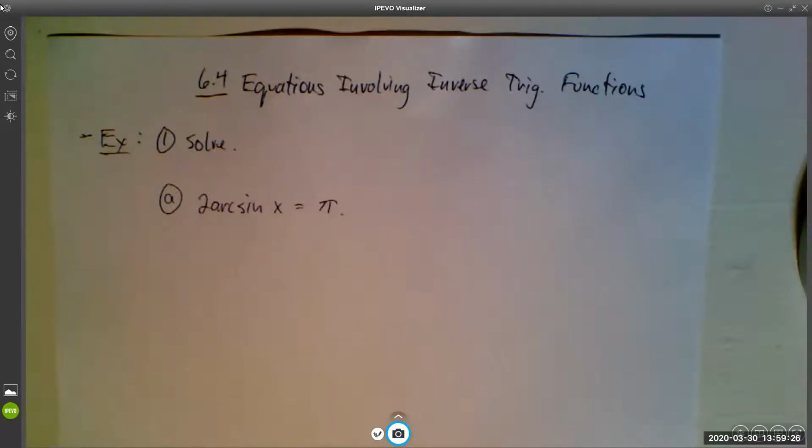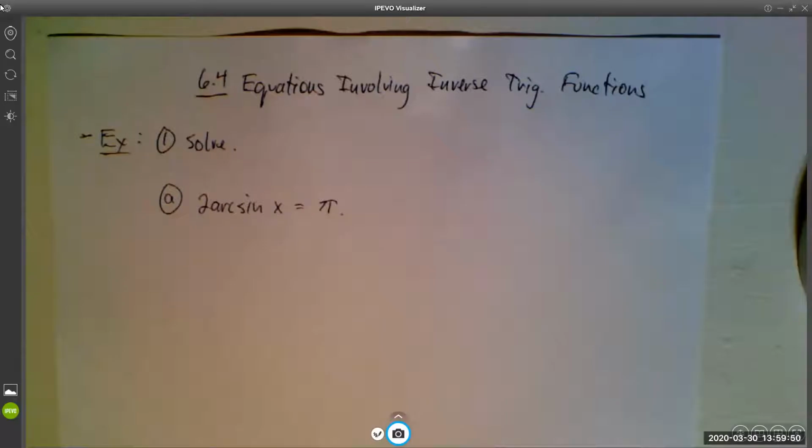But there's really not much to say here in terms of strategy. As far as strategy is concerned, it's pretty much the same sort of strategy as solving trig equations in general. The main thing to remember is that inverse trig functions undo trig functions and vice versa, right?